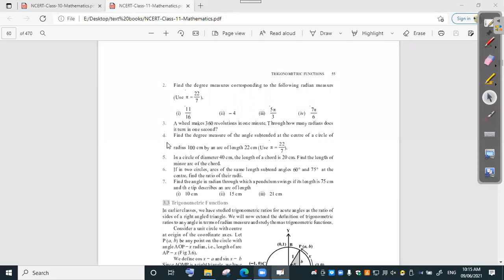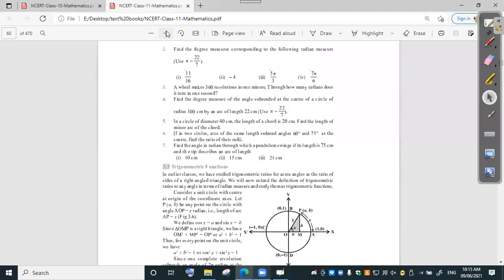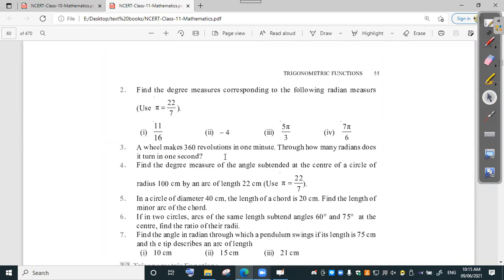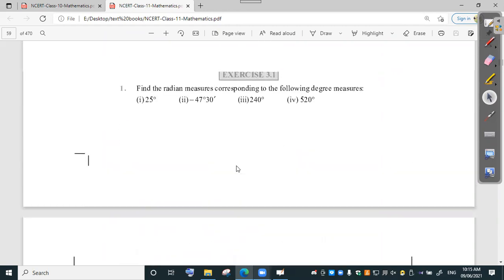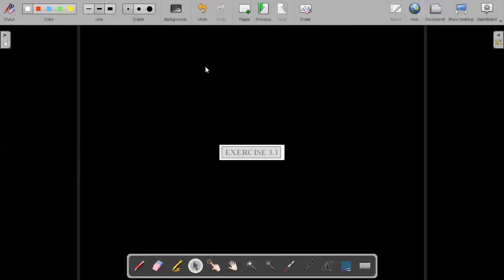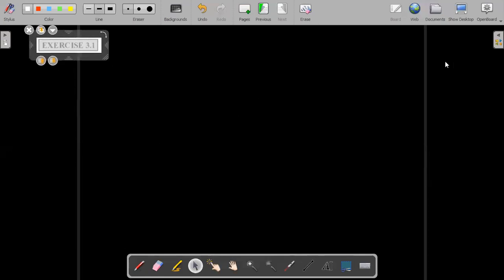Now we have question number 3 of exercise 3.1. Question numbers 3, 4, 5, 6, 7 are all applications, word problems. So we will take these questions.